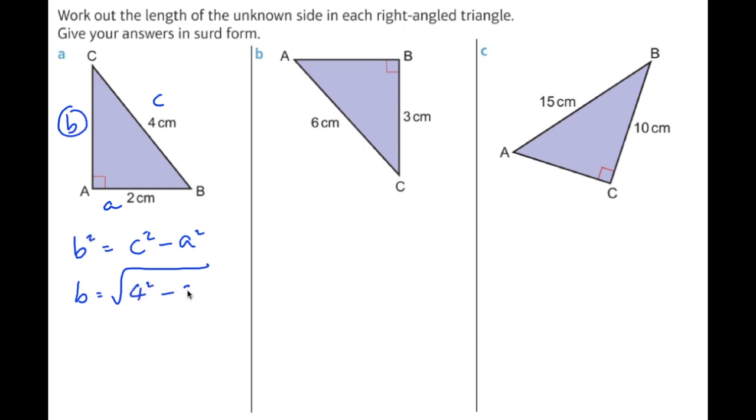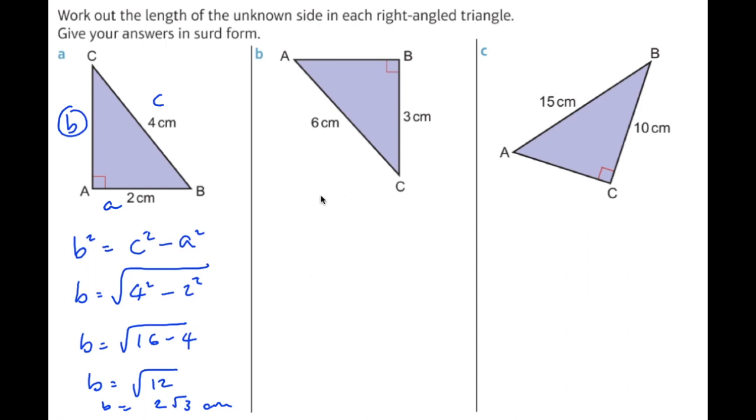4 squared minus 2 squared. Okay, so b is equal to the square root of 16 take away 4. B is equal to the square root of 12. The square root of 12 can be simplified to 2 root 3. So b is equal to 2 root 3. The units are in centimetres, so we need to make sure we finish that off as centimetres.